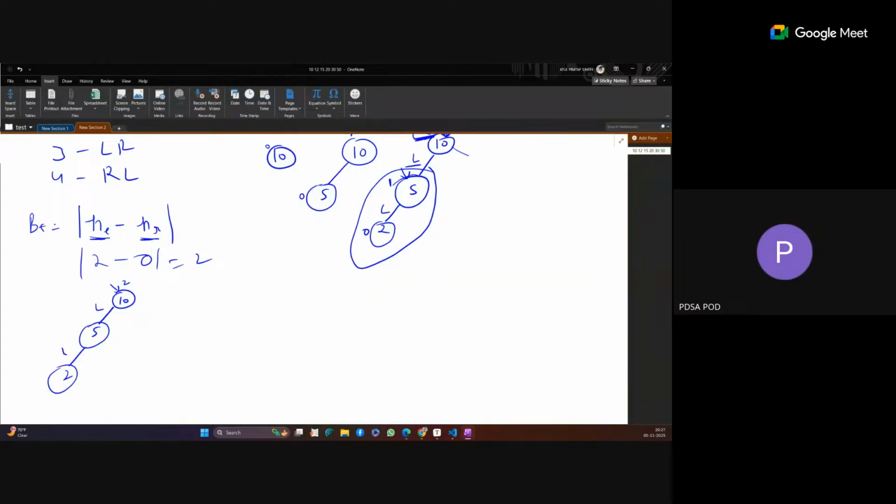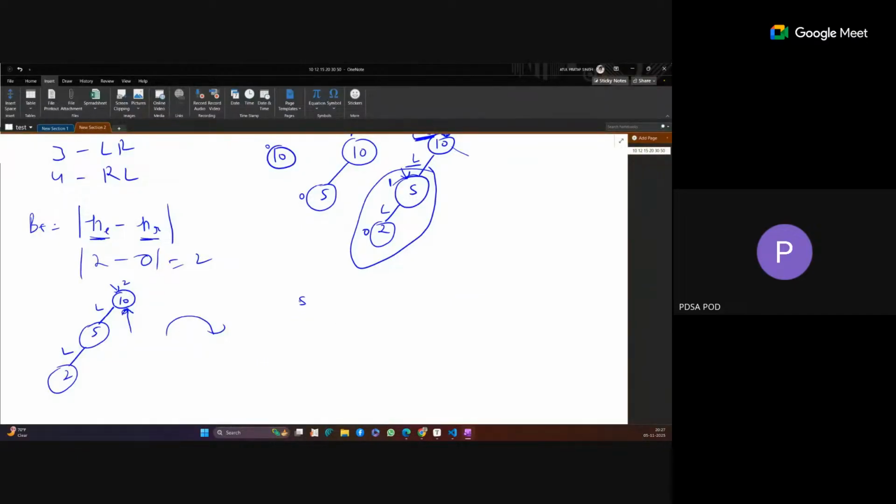So this is LL. Here we apply the rotation on this position as a pivot position, and just rotate like this. Just pull this 10 on this position as a pivot position. When you rotate like this, this 5 will move to this 10th position, and 10 will move down to the right.